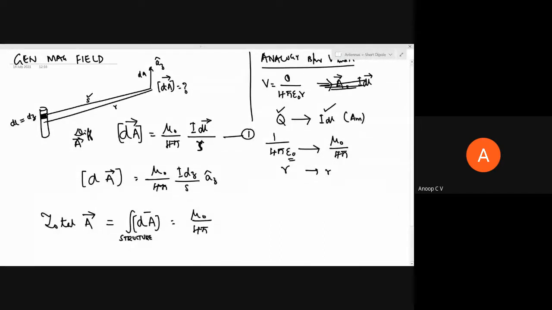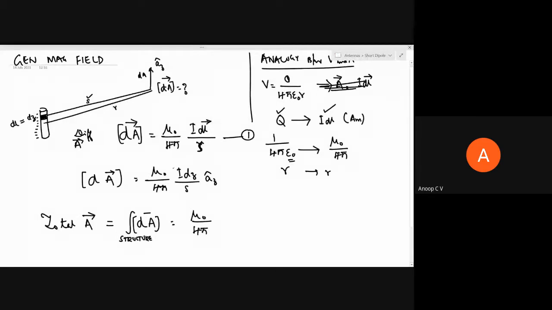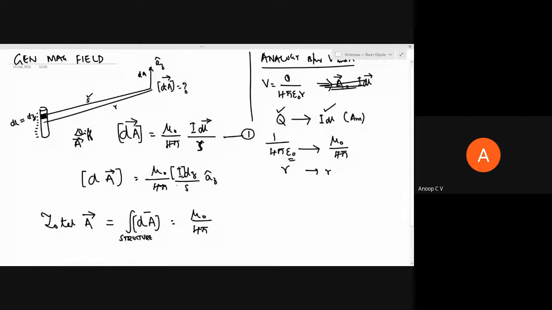Here, what will be changing at each and every point? Actually, we don't know, the current may change at each and every point. So this I should be the retarded current. So initially, I'm just writing down the general case.